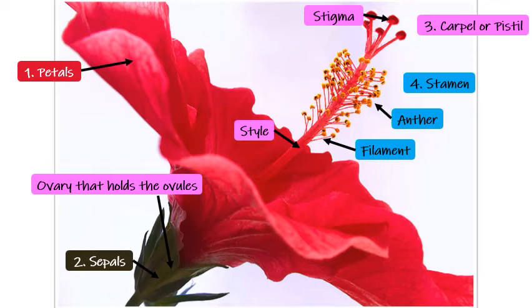Petals, sepals, carpel, stamen. The carpel or the pistil, which is the female part, which is the girl, has three parts: stigma, style, ovary. Stigma, style, ovary. Try to say them with me. Stigma, style, ovary. The boy, which is the stamen, has two parts: anther and filament. Anther and filament.